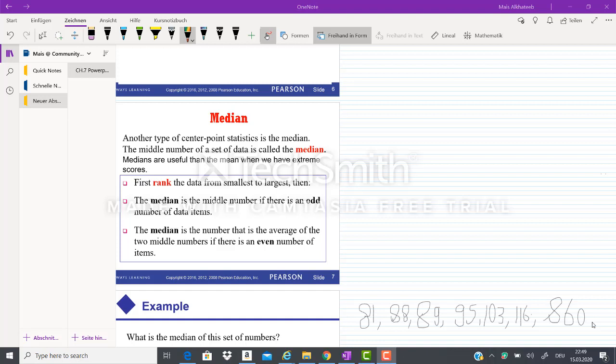If you want to calculate the median, you have to rank the data from small to large. إذا دايما لازم نرتب الداتا from the smallest number to the largest number. الميديان إذا كان عندي odd number of data فالميديان هو الميدل نمبر، أوكي. أما إذا كان عندي even number of data، الميديان هو الأفريج of the two middle numbers. We will see this in the next example.